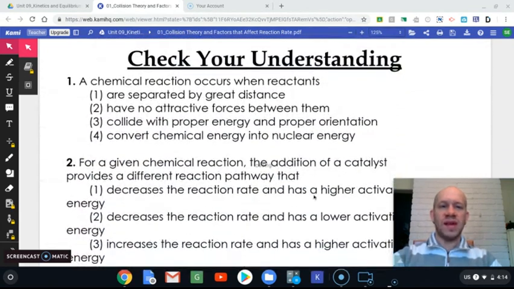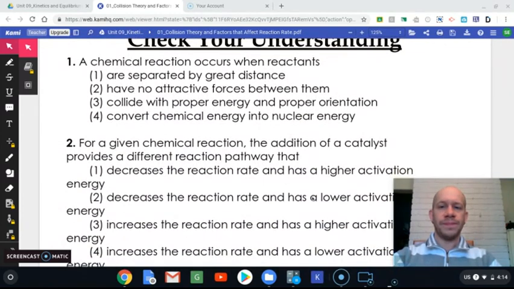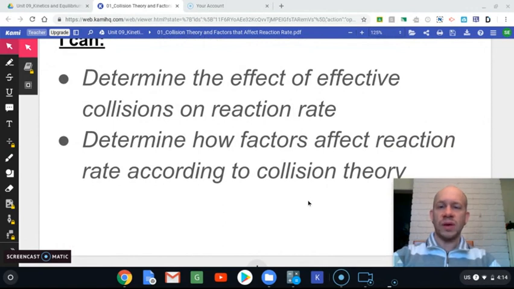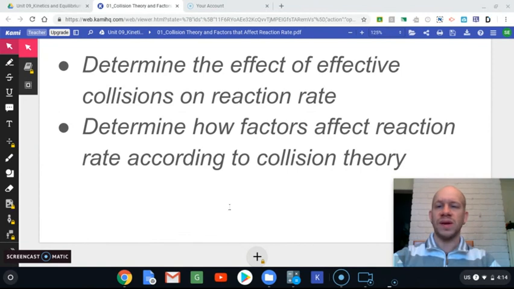So check your understanding of these factors. And now you can determine the effect of effective collisions on reaction rate, and you can determine how different factors affect the reaction rate according to collision theory.